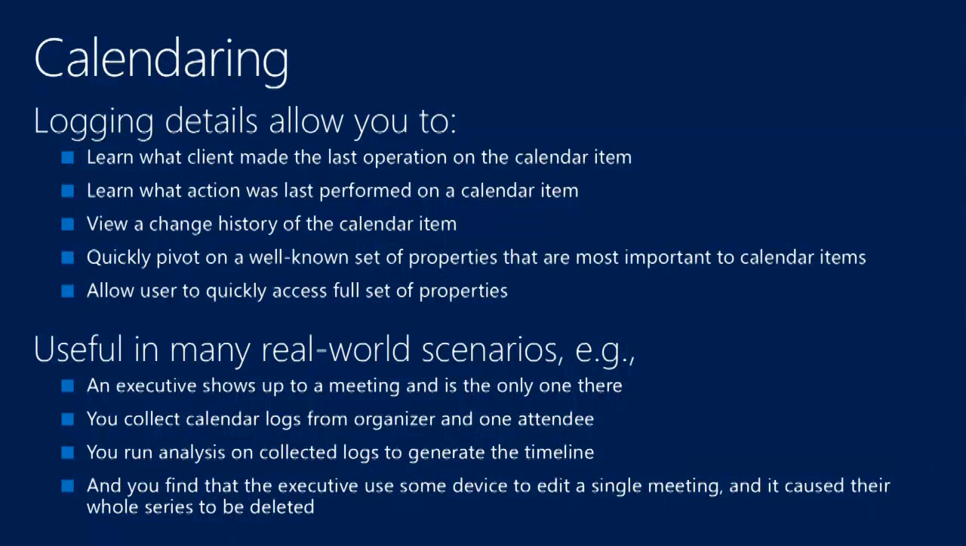This is one of the reasons that we put in this logging mechanism, so you can do these kinds of things. And of course, you'd be able to go right to that executive, and you can say, well, on this specific day, you edited this item from this device, and when you did that, it doesn't mean that they did something wrong, but something happened and caused the whole series to disappear. And that's why no one else was at that meeting.